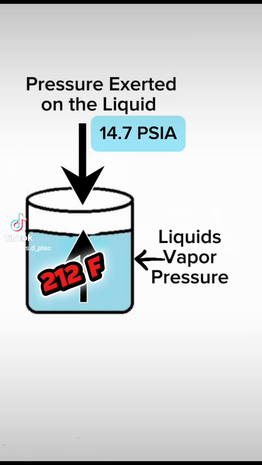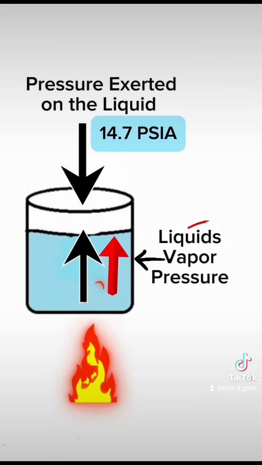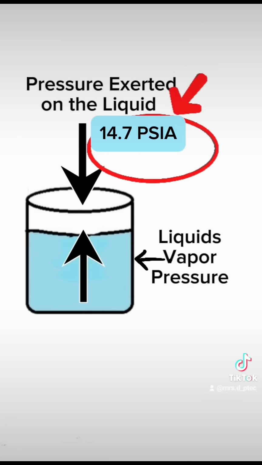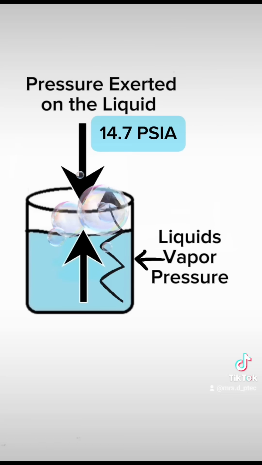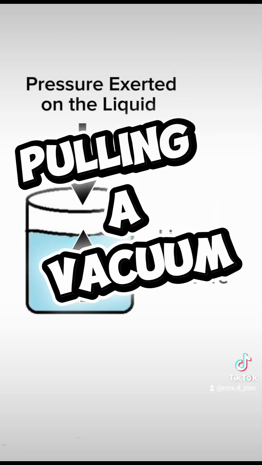Yep, 14.7. When we add heat, the water's vapor pressure increases. Once the liquid's vapor pressure reaches the same as the pressure exerted on it, the liquid is able to overcome the pressure and escape in vapor form. So adding heat is one way to make a liquid's vapor pressure able to overcome the pressure exerted on it. But there's another way.